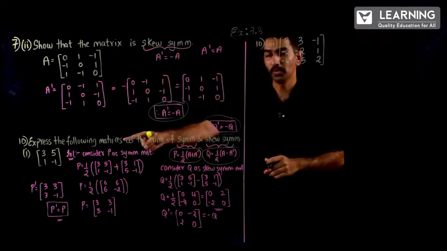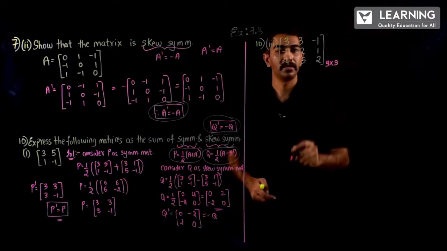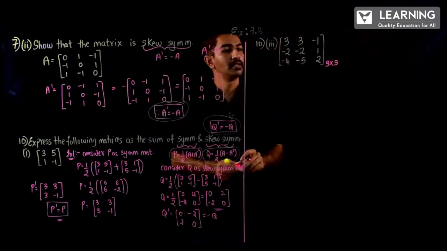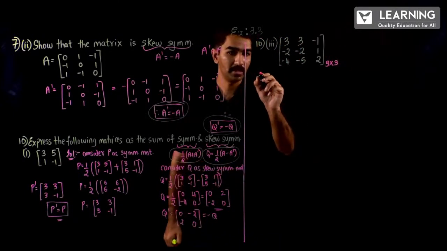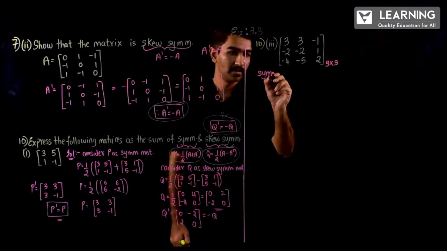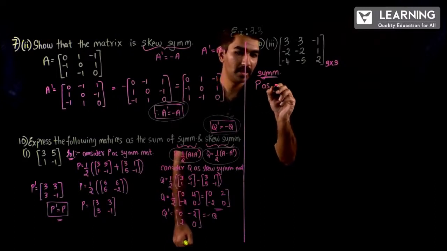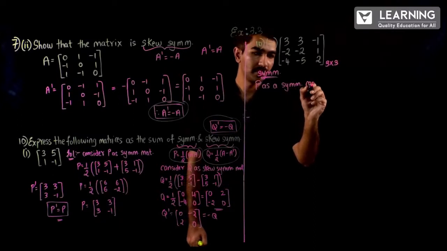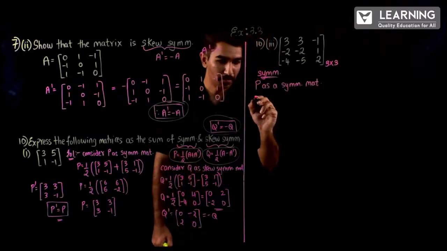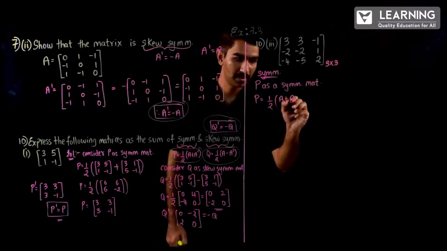So this was what? 2 cross 2 matrix. Here we have 3 cross 3 matrix. So symmetric and skew symmetric, right? So on this side we'll be doing symmetric. So again, what should we consider? Let us consider P as a symmetric matrix. Okay. So P can be written as what? 1 by 2 of A plus A dash.